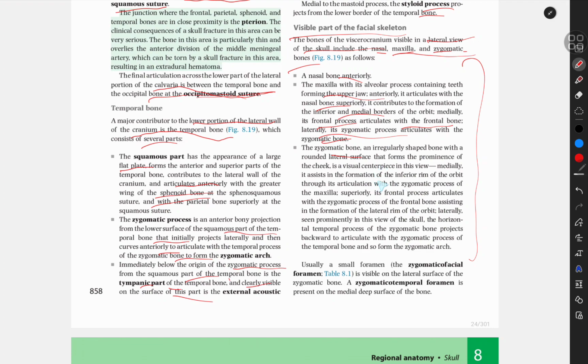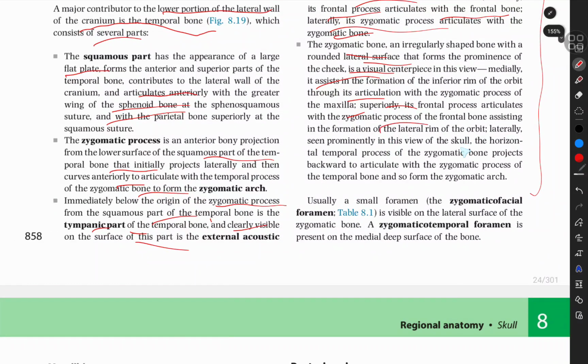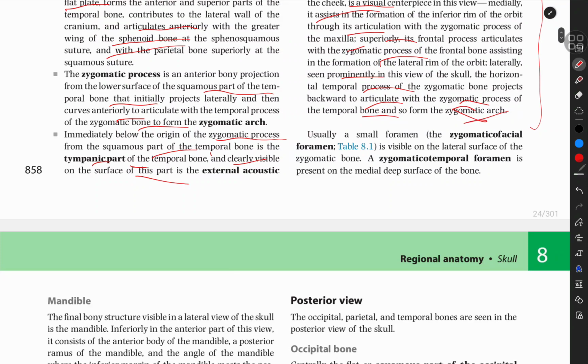The zygomatic bone is an irregularly shaped bone with a rounded lateral surface that forms the prominence of the cheek, the visual centerpiece in this view. Medially it assists in the formation of the inferior rim of the orbit through its articulation with the zygomatic process of the maxilla. Superiorly its frontal process articulates with the zygomatic process of the frontal bone, assisting in the formation of the lateral rim of the orbit. The temporal process projects forward to articulate with the zygomatic process of the temporal bone and also forms the zygomatic arch.